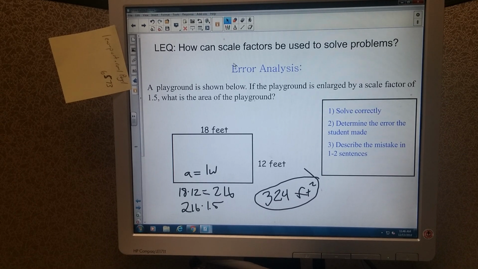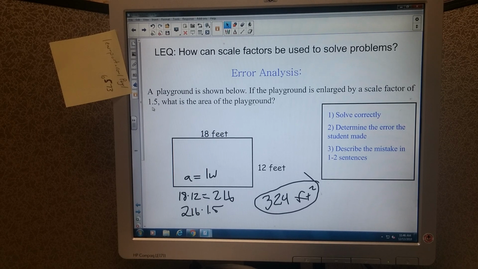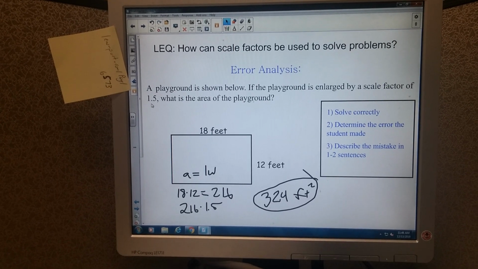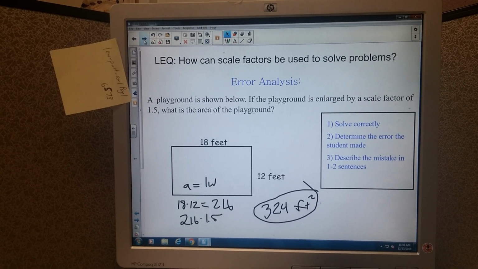The key here is anytime you're dealing with scale factor, whether it's enlarged like 1.5 or if it's shrunk like 1/4 or 0.5, you're always multiplying that scale factor.